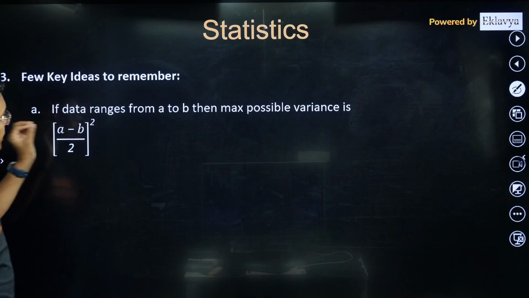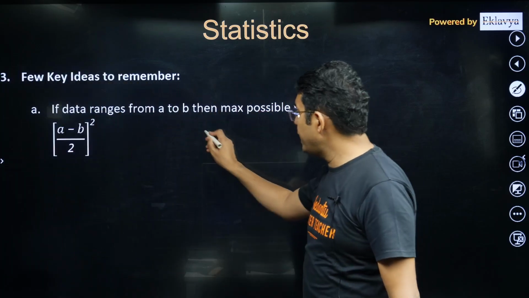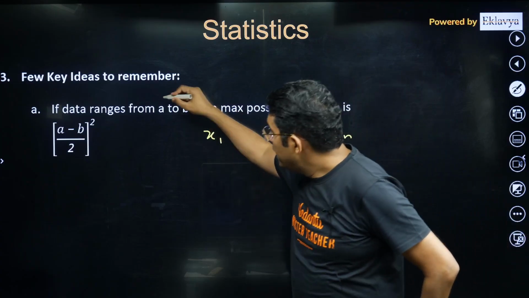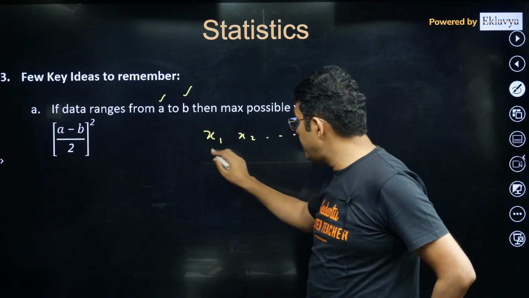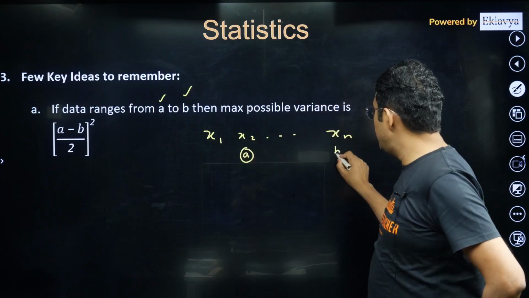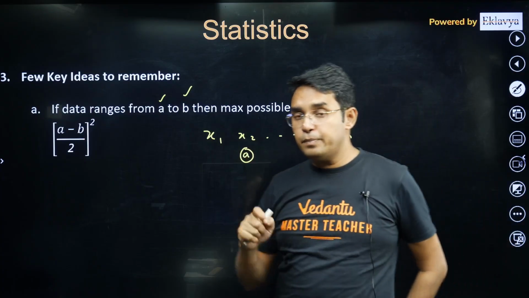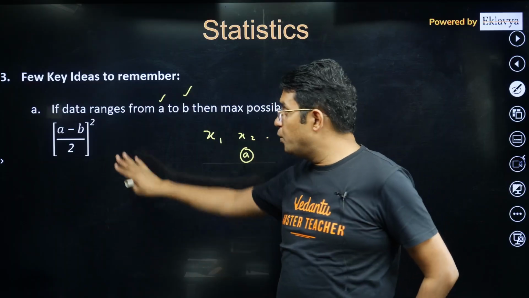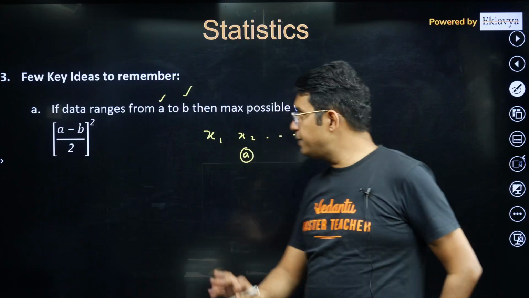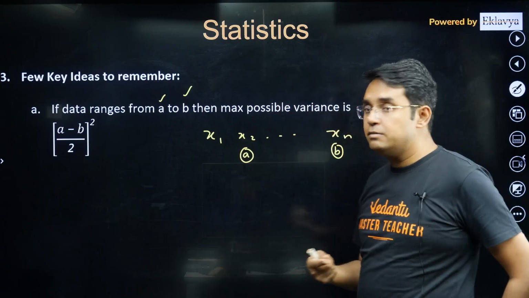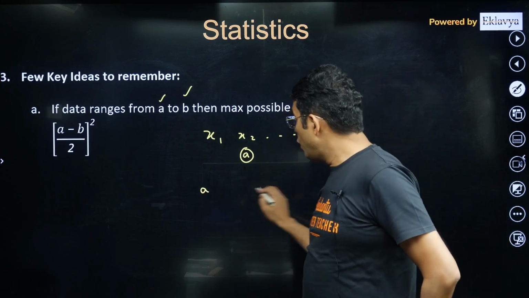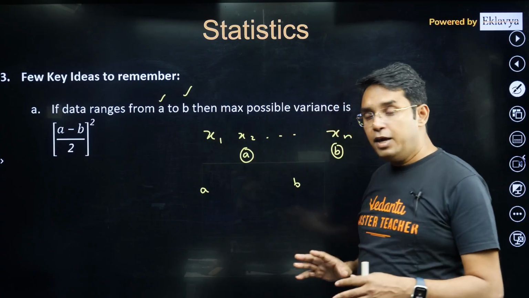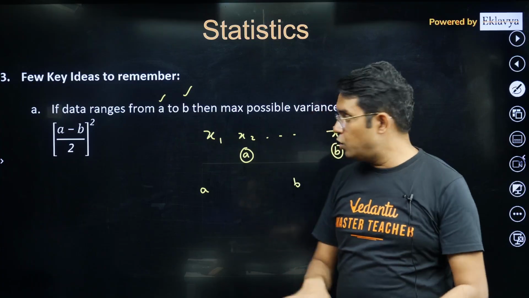First thing is saying, if data ranges from A to B, suppose your values x1, x2 and so on, xn, are such that the least value is, let's say, A and the greatest value is B. It may not be here, but somewhere the least value is A and the greatest value is B. Then the maximum possible variance will be (B minus A) by 2, whole square. You cannot get variance more than that. Why? Very simple reason. First of all, you will get maximum variance if your data are either A or B only, because if you choose to have a few more data with values in between, definitely you are having more data towards the mean value, so your variance will drop.